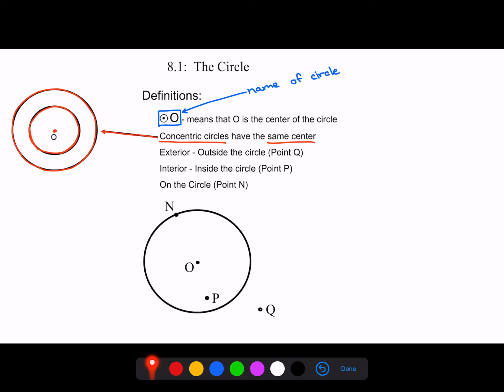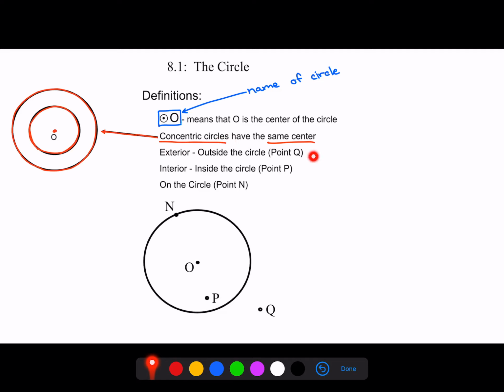Next definition that we have is concentric circles. What that means is that those two circles have the same center. So I have two circles here. They both share the same center. So they're concentric circles if they share the same center. And it will kind of look like a bullseye whenever you see these types of circles.